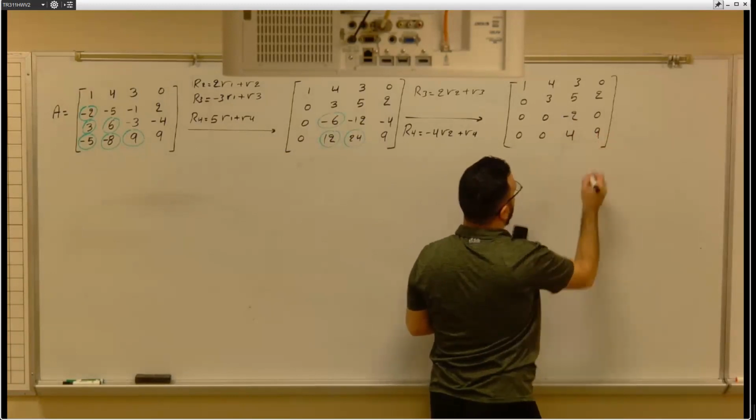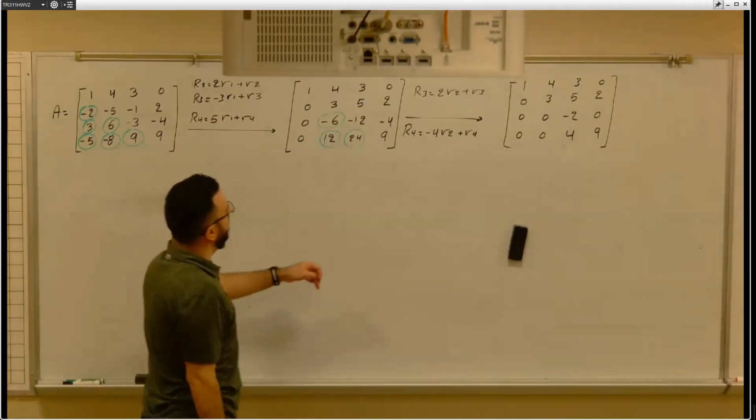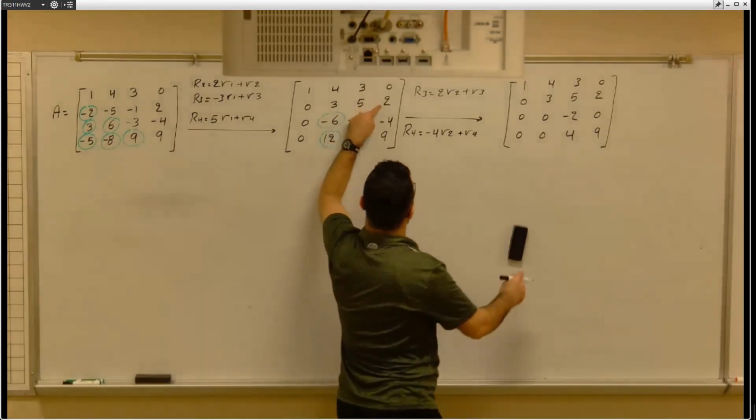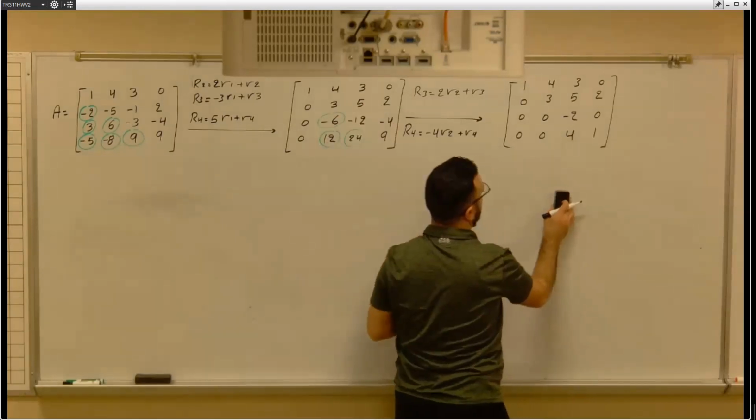Did we finish? Isn't it -4 times? Oh, we're using R2. -4 times 2. Let's go. -4 times 2 is going to be -8. So it's going to be 1.